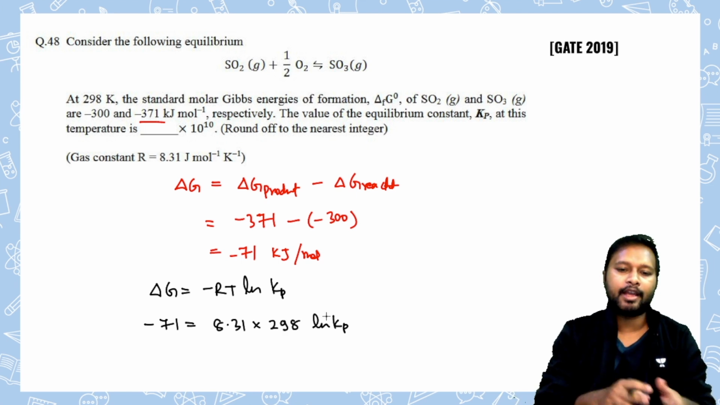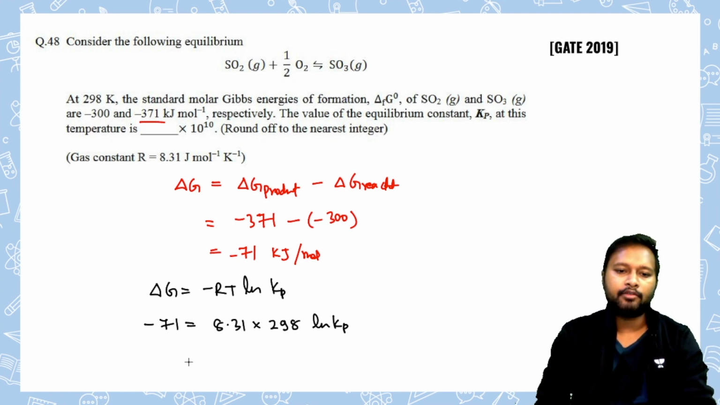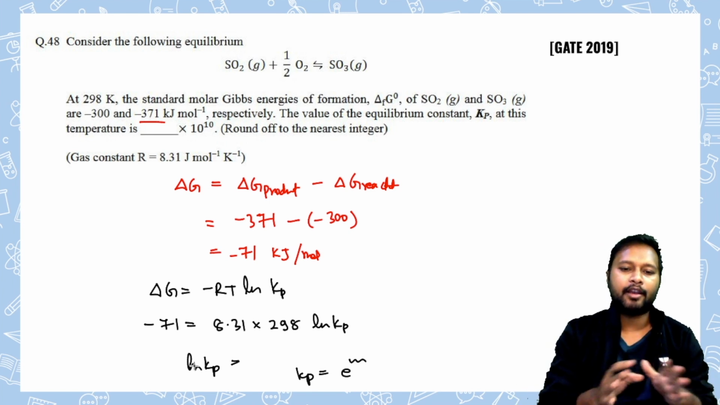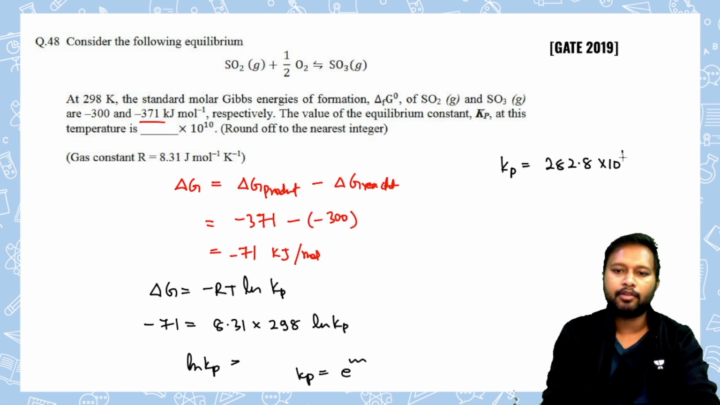So by using your calculator, you have to take e to the power on the other side, because you will have ln Kp equal to something which you will get, and your Kp will be e to the power whatever value you get here. So just use your calculator to solve it, and I'll do it and tell you the final answer. Your Kp will be equal to 282.8 into 10 to the power 10. So this particular value is what you have to put here.